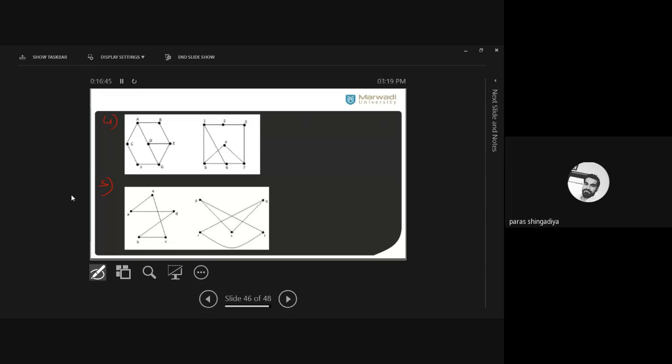If it is a mismatch, then there is no need to check the one-to-one correspondence relation. ठीक है? If they are equal, अगर दोनों में equal है, vertex भी equal है, edges भी equal है, then apply the one-to-one correspondence relation. Okay? So now which will be the image of A?